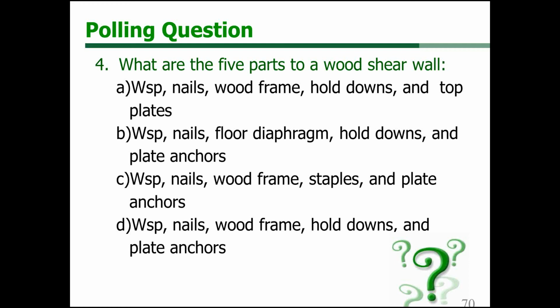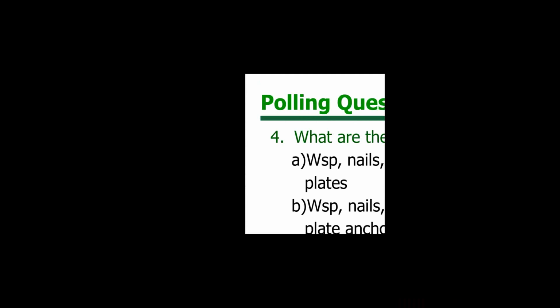And let's see, 69% say D, wood structural panels, nails, wood frame, hold downs, and plate anchors, and 25% say A. And I guess the difference there is top plates instead of plate anchors.